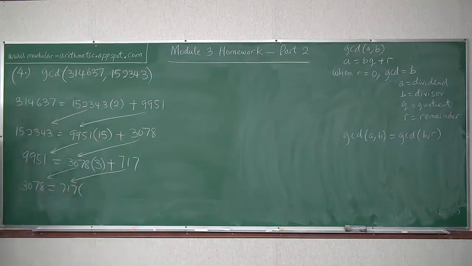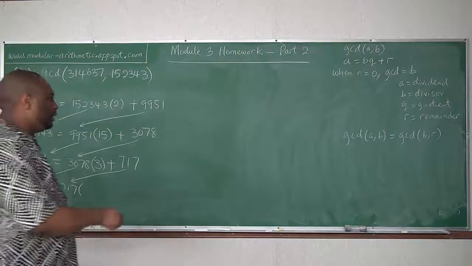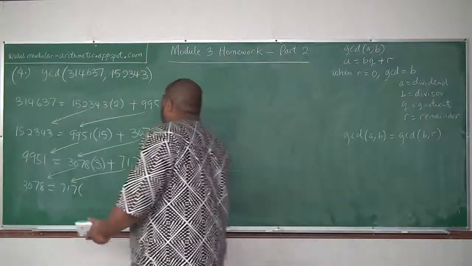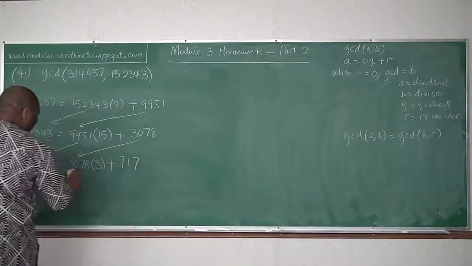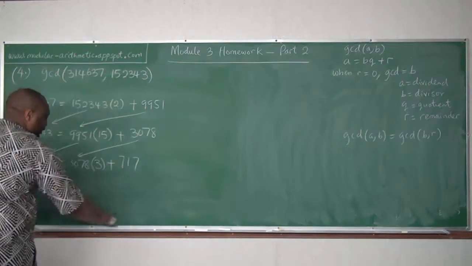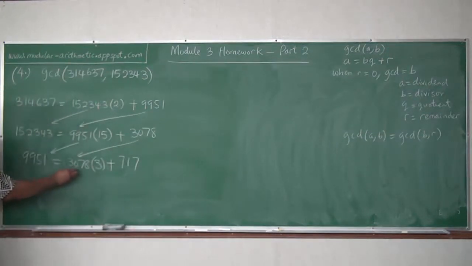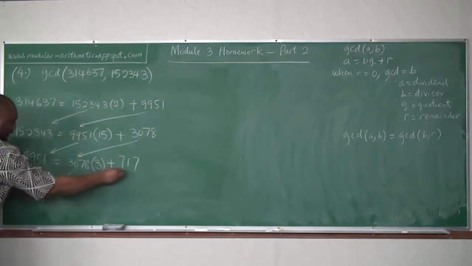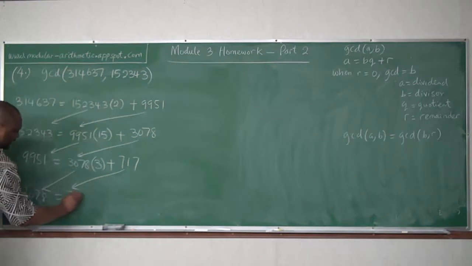Then this comes here: 3078 equals 717 times what? You must not put these arrows. I am using these arrows to show my work, just for you, so that it will serve as a guide and you don't put any wrong thing somewhere. This is 717.